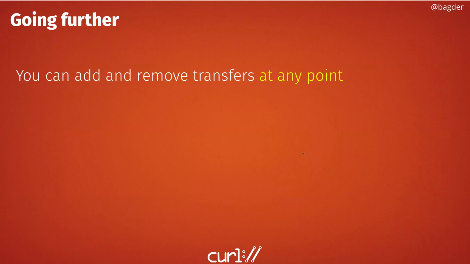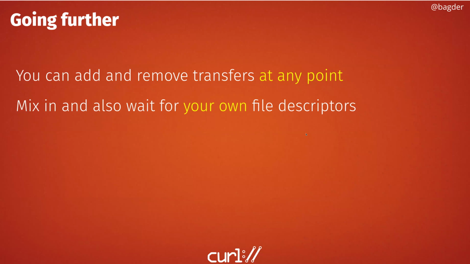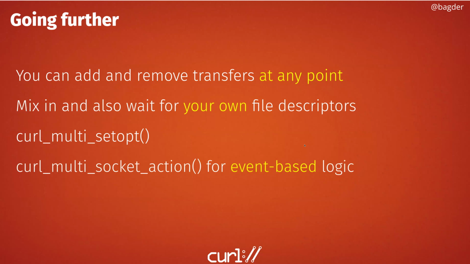Yeah. And of course, you can add and remove transfers in that loop at any point, and you can also wait for your own file transfers. You can set a lot of different options with curl multi-setopt in the same style, because you have a multi-handle, and you can set options for the multi-handle. And if you want to go event-based, which is even more, if you want to go really high end, if you want to do, let's say, thousands of parallel transfers, you want to go with multi-socket action instead, because it's more performant for a larger amount.